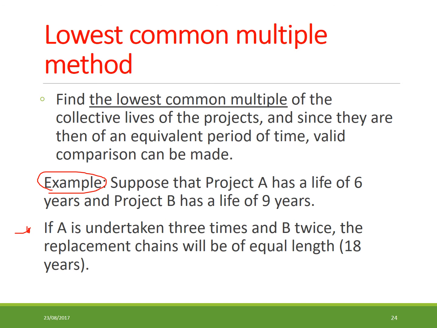So using the lowest common multiple, we then repeat project A 3 times. So 6 times 3 equals 18. And project B 2 times, right? So 9 times 2 is 18, right? So the chains of replacement would therefore be of equal length.